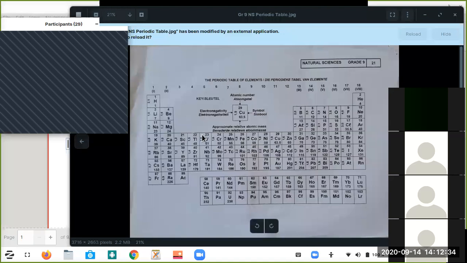Then the periods are the rows, right? They are on the left-hand side of the periodic table. So this is the first row, right? Since it is the first row, it simply means it has got one energy level, one ring or one orbital space for the electrons. Then period number 2 simply means there are two rings or two orbital spaces around the nucleus, so there are two energy levels there.